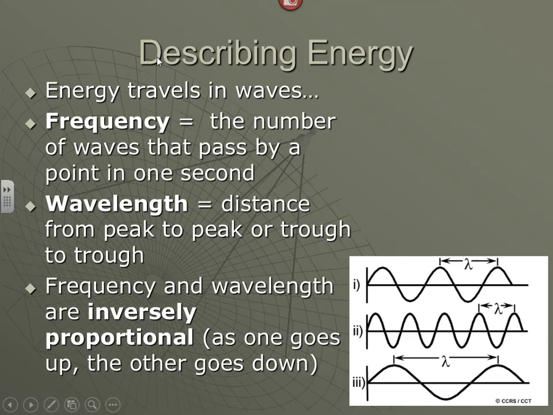Which one has the highest frequency, or the highest number of waves? 2, the second one. Which one has the highest wavelength? 3. Frequency and wavelength are inversely related. 2 has the highest frequency and the shortest wavelength. 3 has the highest wavelength and the smallest frequency.